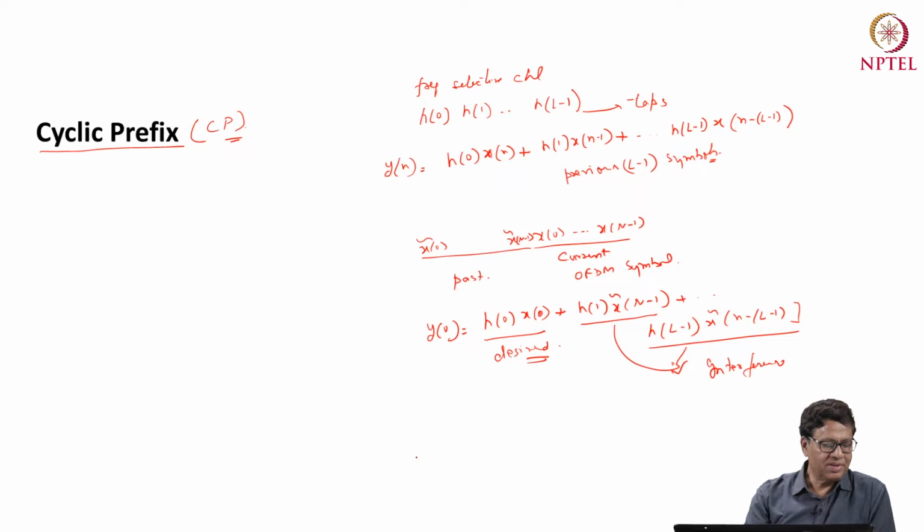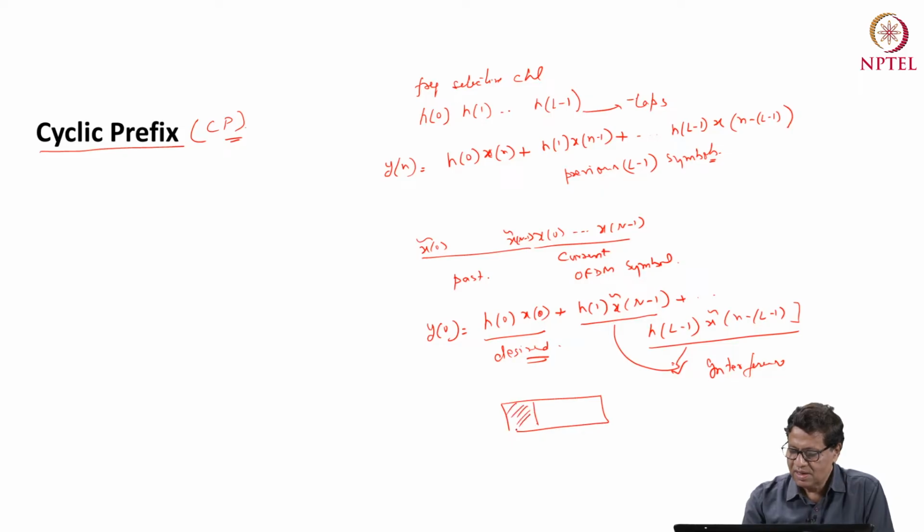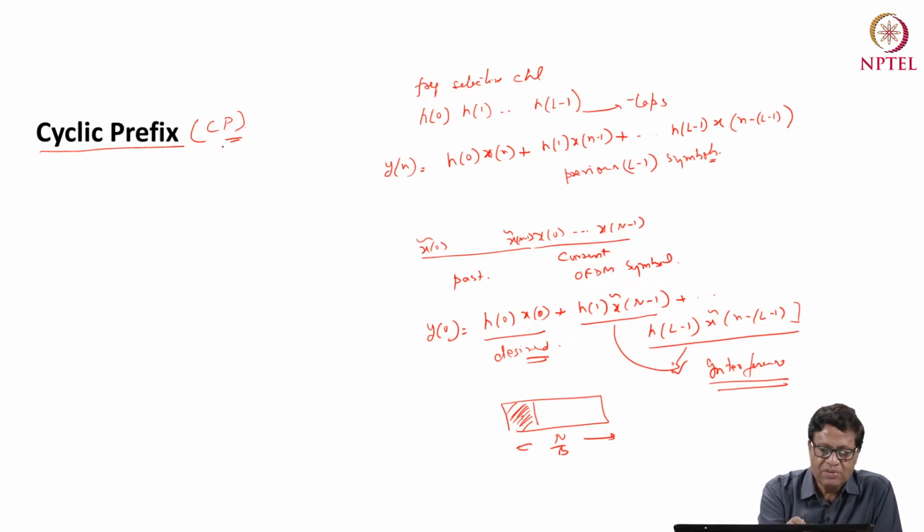So how to get rid of this interference? Your initial signals will actually be affected by the previous signals. These are parts of the initial signals, the dashed ones, which are affected by your previous signal. In order to do away with this interference, we come up with the idea of cyclic prefix.